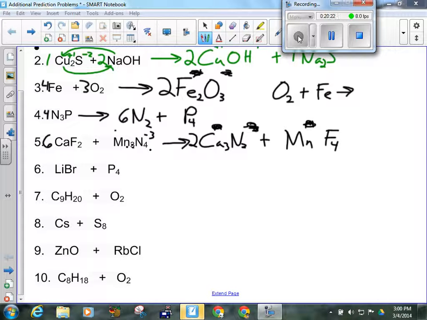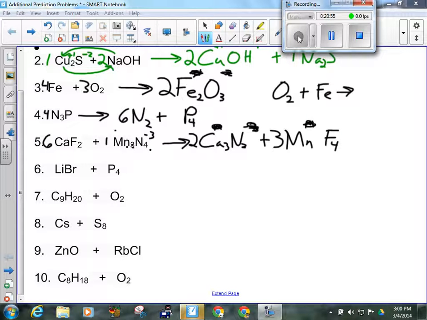Now how many fluorines do I have? 12, right? 6 times 2 is 12. What times 4 will give me 12? 3. Does that make my manganese work out? It does. So now we're set up. Now we're good. Probably one of your trickier balancing ones. But again, as long as you follow the rules, balance the biggest one first, you're almost always going to work out okay.